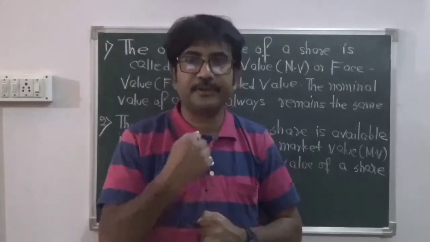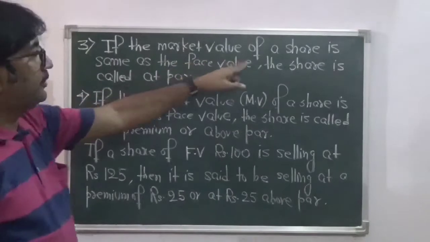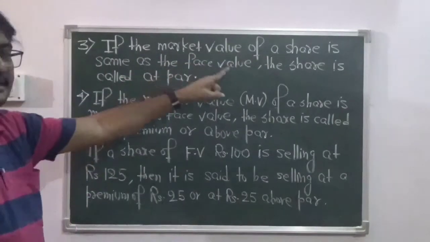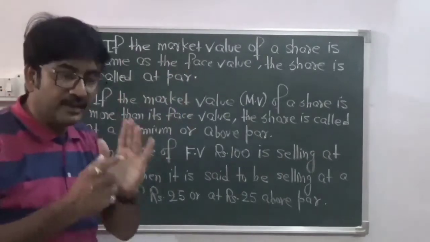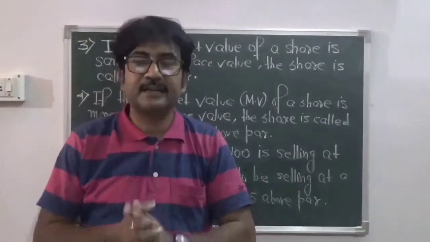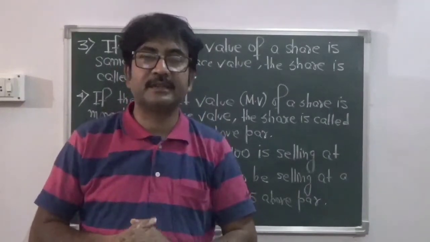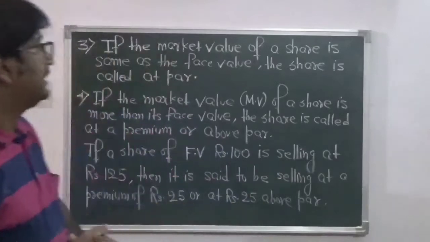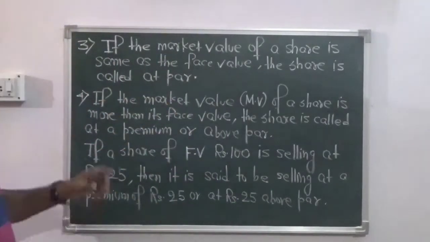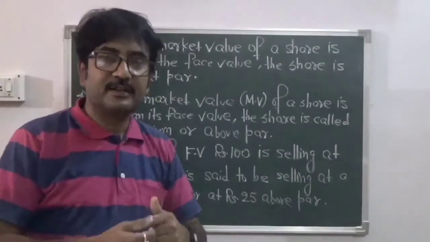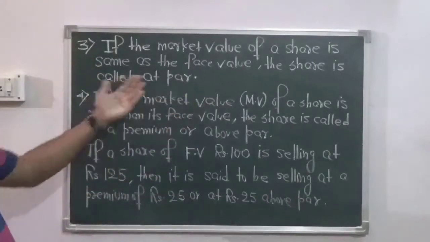Now point number 3. If the market value of a share is the same as the face value, the share is called at par. So when you purchase a share in the market and you find that the face value and the market value of the share are the same, then we say that the share is at par. For example, the face value is rupees 100, and the market value is also rupees 100. In that case we say the share is at par.